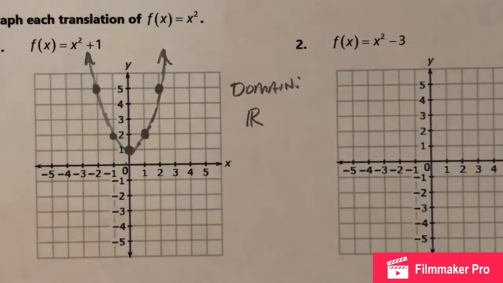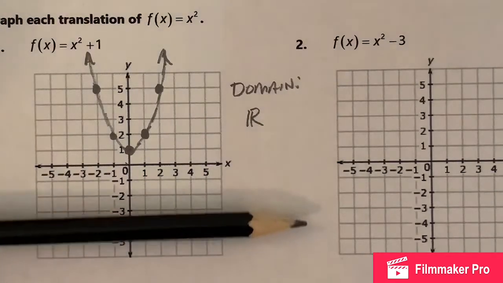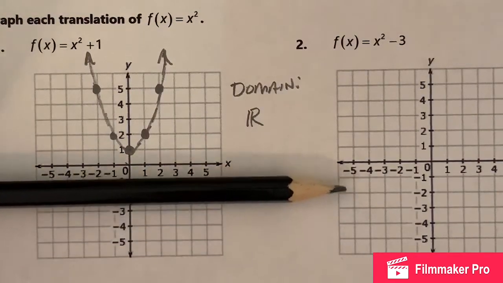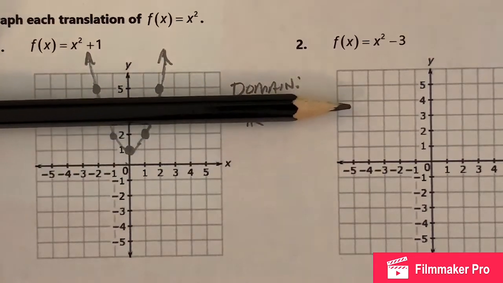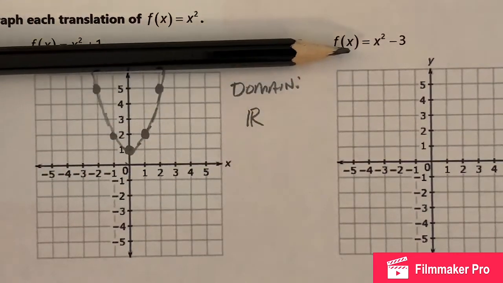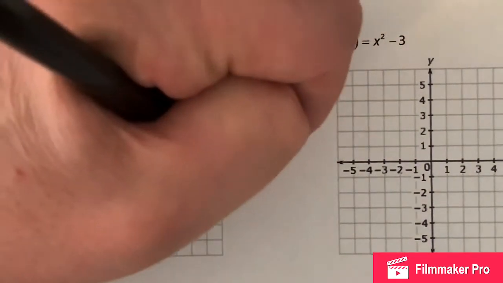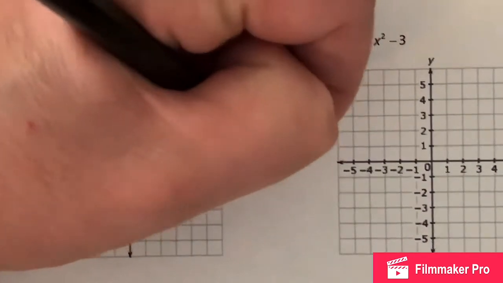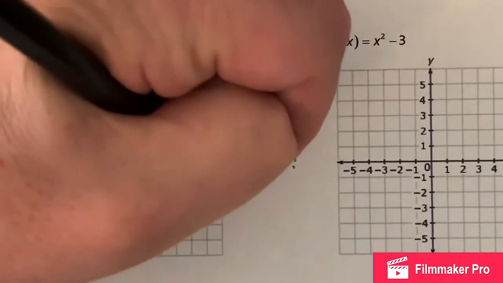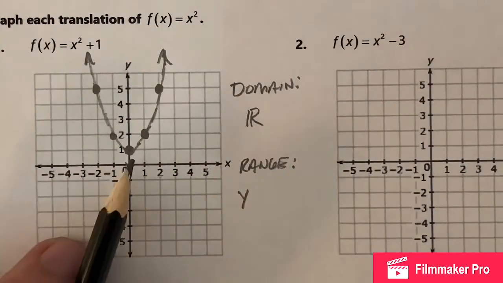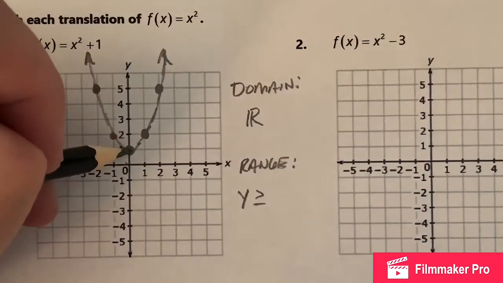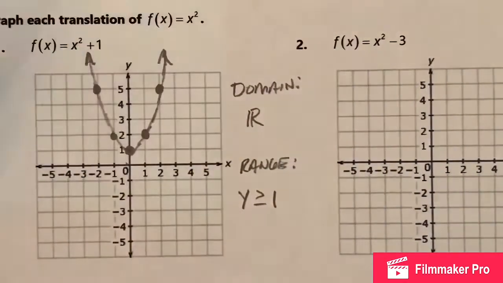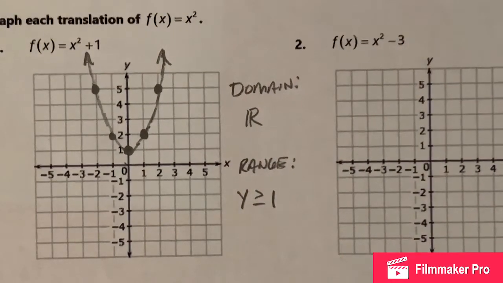For your range, that's different. For your range, it's going to start at 1, and it's going to go up with no breaks, no pieces missing, all the way up to arrows. So that means for my range, that's going to be all y, and this would be greater than or equal to whatever that value for y is, and that's a 1. And you can put that in set builder notation if you want to. All right, so that one's done.